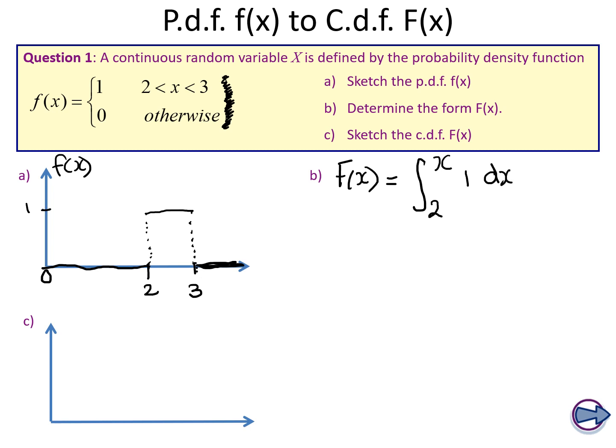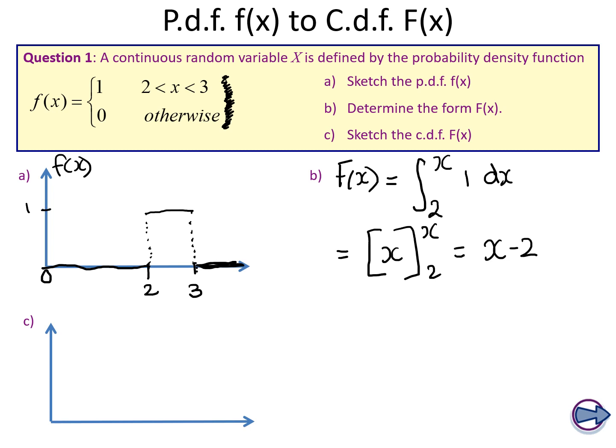We can all integrate 1, I hope. So that's x, and then the limits x and 2. So if we stick in the limits, top take bottom, we get x take 2.